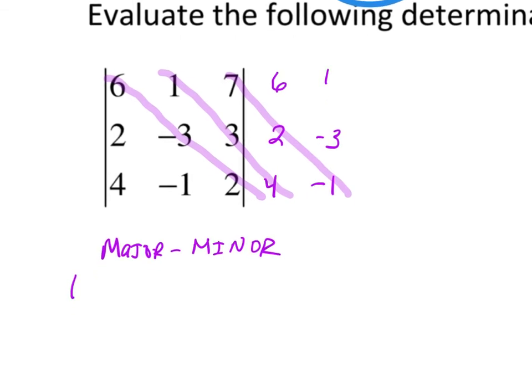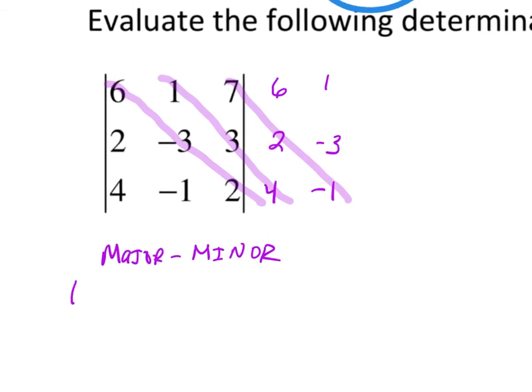As the numbers get bigger, no big deal. You guys have calculators. But what is 6 times -3 times 2? What is that? -36. Good. Now I have 1 times 3 times 4 plus 12. Then I have 7 times 2 times -1. -14. Good. So now I have my minus sign here, and now I have to do my minors.